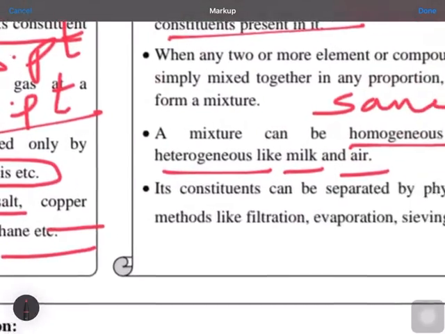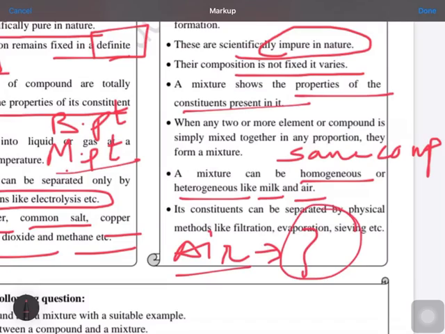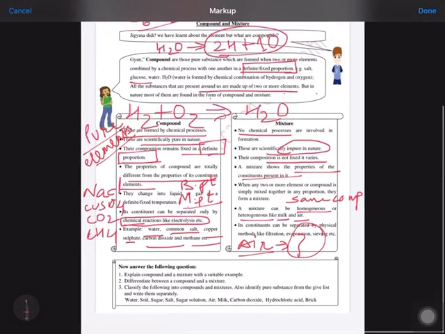But when we talk of the mixture, we cannot say, if we have air, what the formula will be? Air has no formula because we don't have a fixed composition of this.